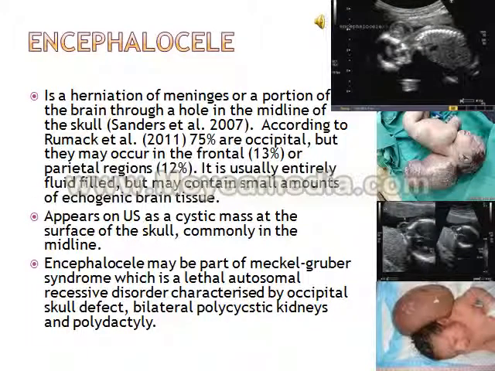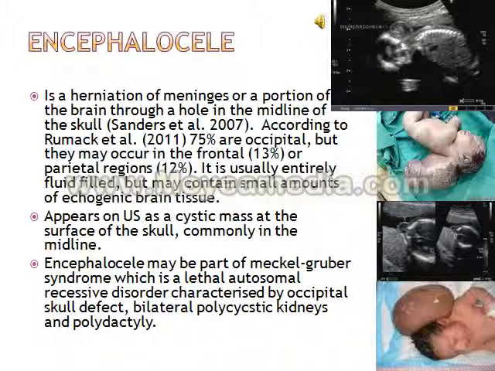An encephalocele is a herniation of meninges or a portion of the brain through a hole in the midline of the skull. According to RUMAC, 75% are occipital, but they may occur in the frontal or parietal regions. It is usually entirely fluid-filled, but may contain small amounts of echogenic brain tissue. It appears on ultrasound as a cystic mass at the surface of the skull, commonly in the midline.